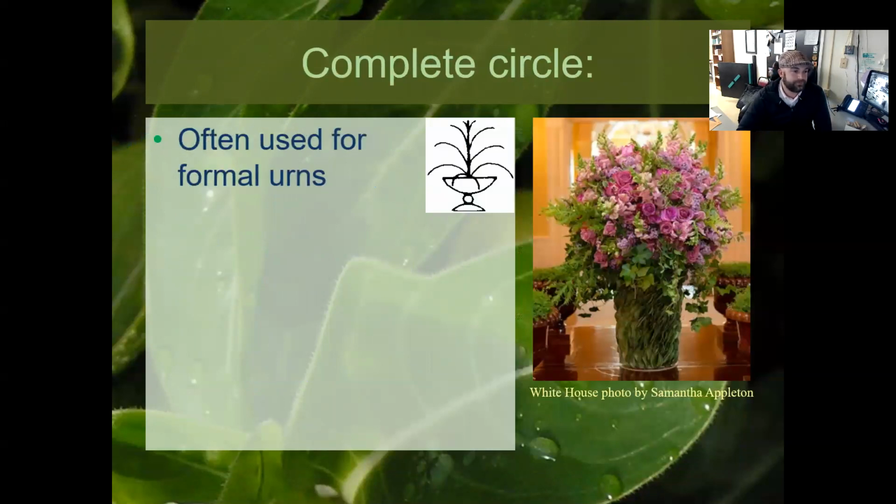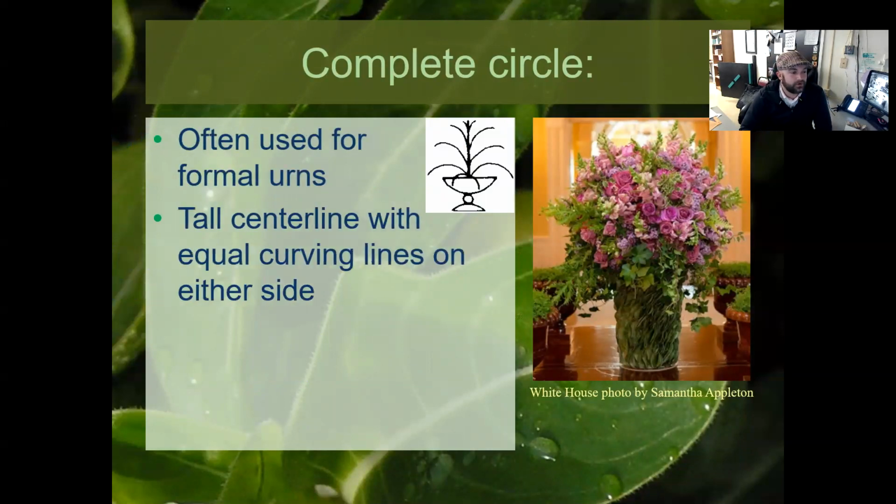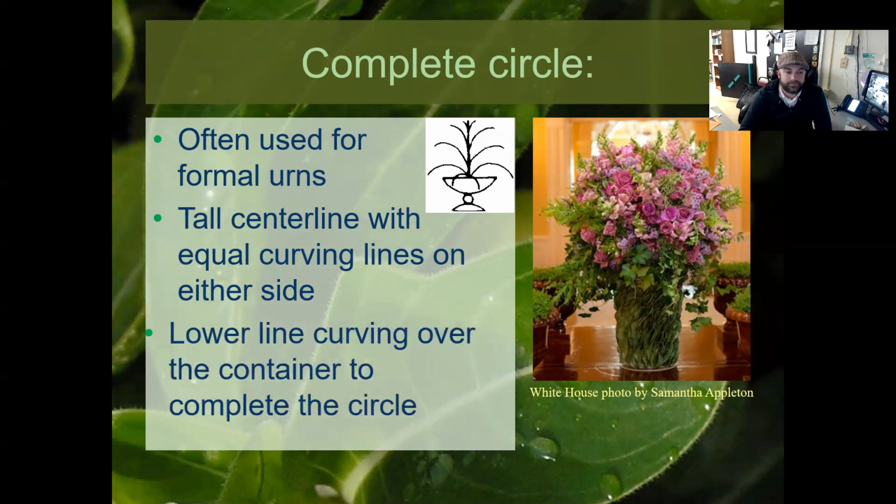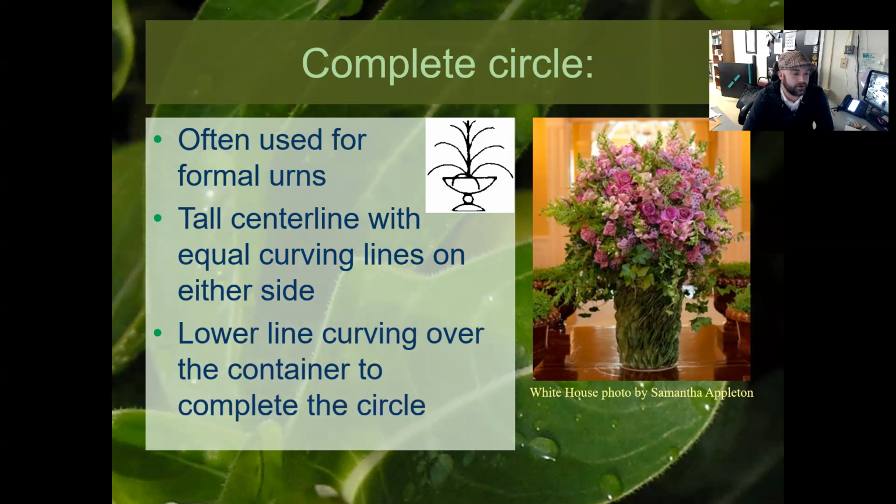So complete circle, often used for formal urns. Tall center line with equal curving lines on either side, and a lower line curving over the container to complete the circle. So whenever we're doing complete circles, we want to have some height coming from the bottom with whatever container or base that we're using. And then you're going to see a nice circular shape at the top.